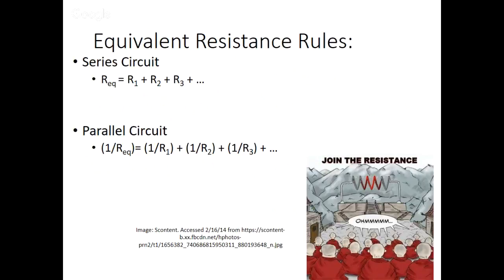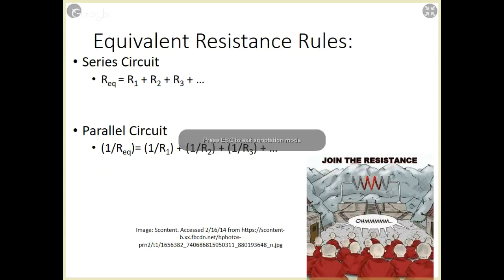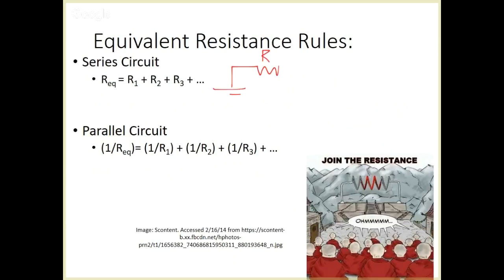An important thing to remember is when resistors are in series and when they are not. So if I've got, let's say, R1 here, R2 here, R3 here, there's no path for the current to go except through all these resistors, so that means they're in series.